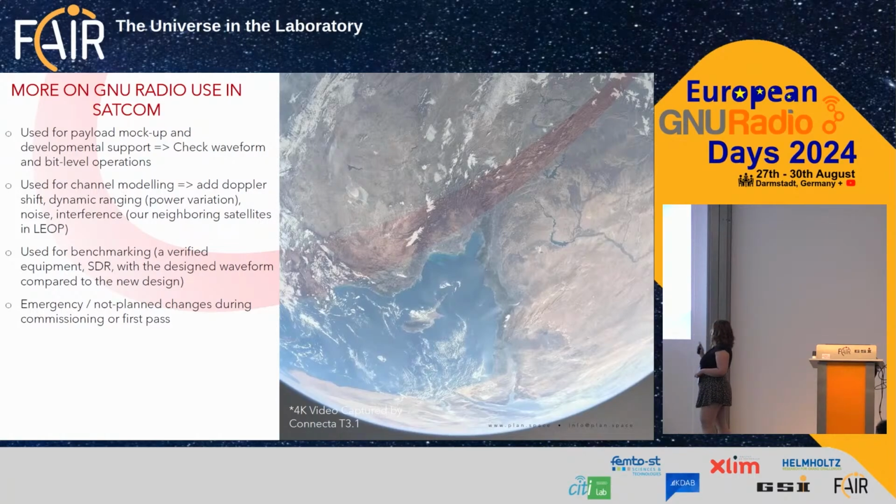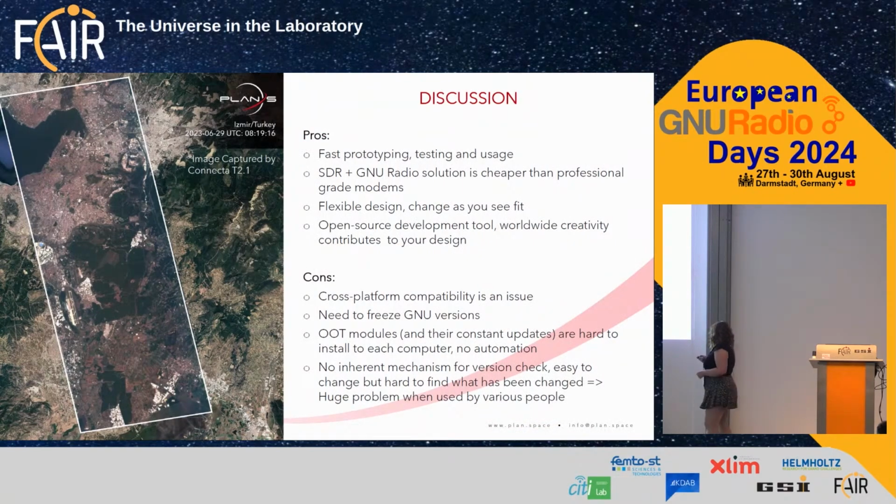Another great thing about GNU Radio is that when things go wrong, in emergency cases, I just close the GUI, open the flow graph, change something, move on. In a satellite pass, you usually have around 7 or 10 minutes. If I used something like a professional grade modem, it wouldn't be the case. I wouldn't be able to recover from an error. I have put some thoughts in here.